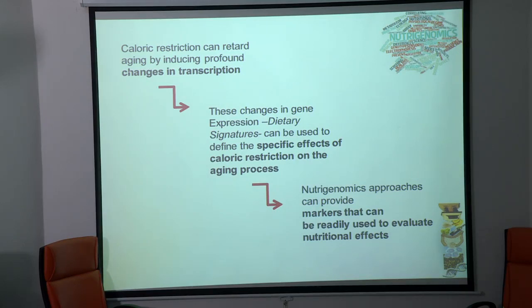So calorie restriction can retard aging by inducing profound changes in transcription. And these changes in the gene expression, which are the dietary signatures, can be used to define specific effects of calorie restriction. Now they have seen that these are the dietary signatures which are produced as a result of restricting the calories. They were captured, and hence nutrigenomic approaches can provide markers that can be readily used to evaluate nutritional effects. So those signatures need to be trapped as per the kind of factor. Like here we are taking age into consideration, calorie restriction into consideration. So you can group them as dietary signatures for less calorie and increase of age, and you can use them as markers and evaluate the nutritional effects, right?